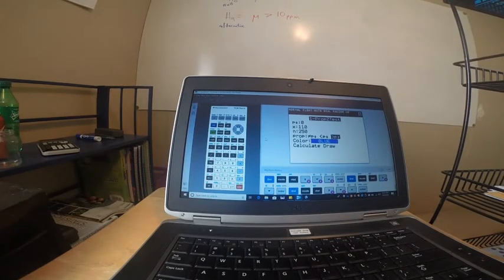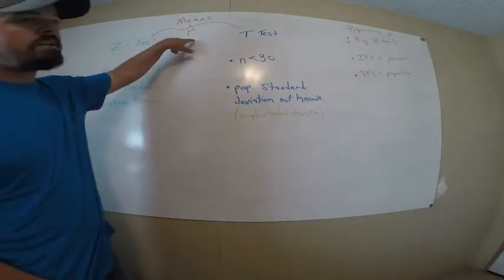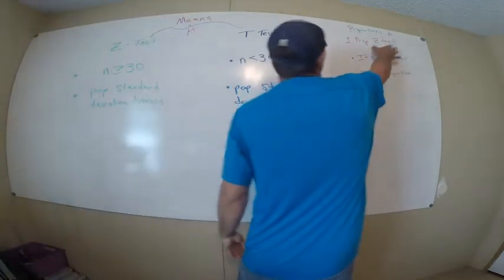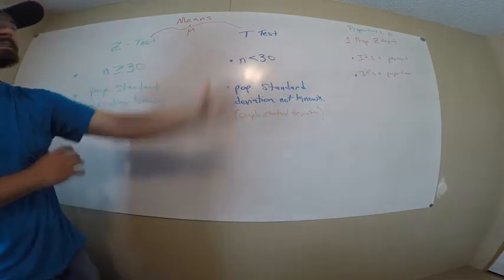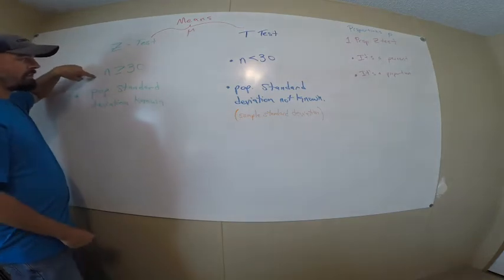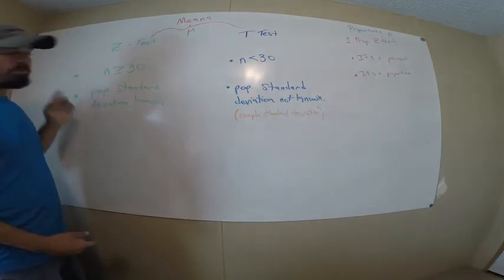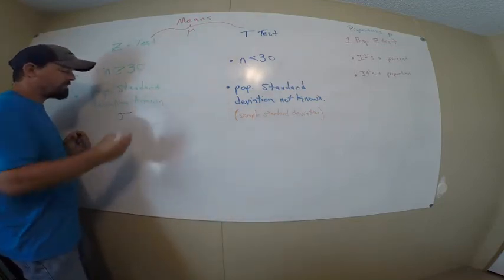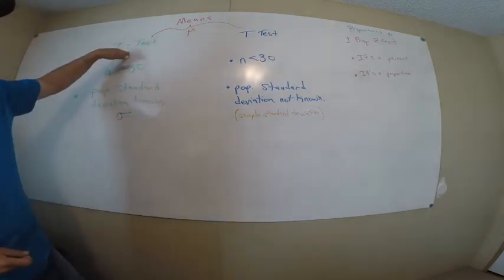Let me put something on the board that might make this a little simpler for you. Here's what we've got. If you have a mean, you have two options: z-test or t-test. If you have a proportion, you really only have one option. It's pretty simple. If you've got a proportion, you're going to use one prop z-test. Let's go through these individually. If you have a mean, your n is greater than or equal to 30, and you know your population standard deviation, which, remember, is sigma, then you're going to wind up using the z-test.